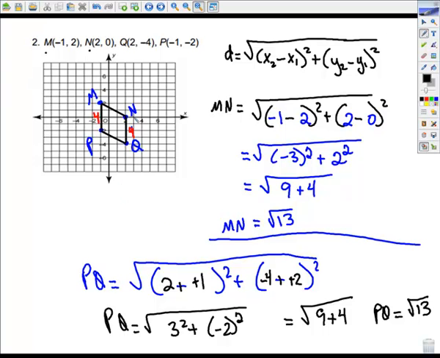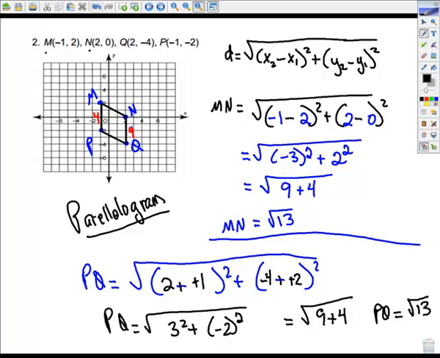So they're not all 4 equal, so I know that I don't have a rectangle. But I do have 2 pairs of opposite sides that are parallel. So this is a parallelogram. I am not just saying it's a quadrilateral, it's specifically a parallelogram.